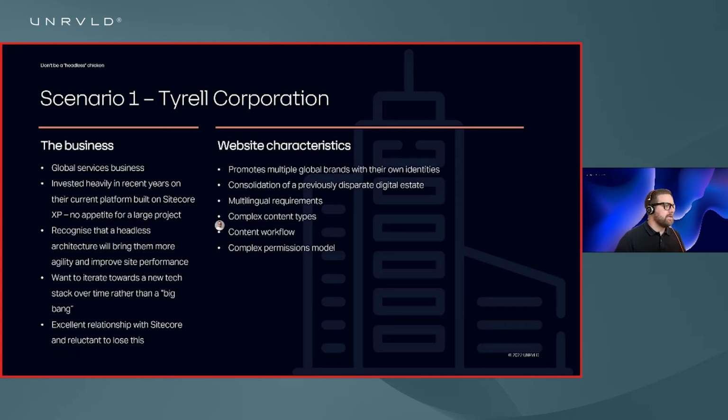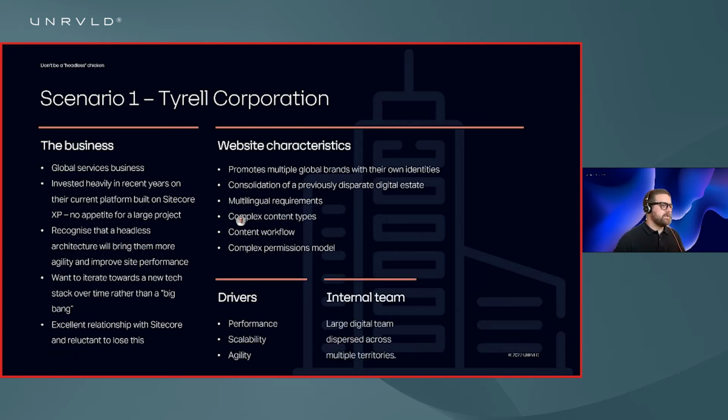So their website promotes multiple global brands, each with their own identities. And the big project that had just happened was to consolidate a big disparate estate of brands to get them all into one central hub. It has multilingual requirements, quite complex content types, content workflow, complex permissions for lots of different regional teams. So their drivers are around performance, scalability, and just giving the team agility.